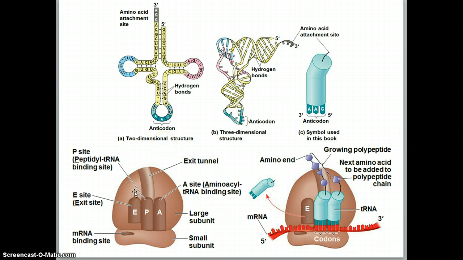Down here is the ribosome. You can see that the ribosome is made up of a couple of different sites. You have the E site, the P site, and the A site. The A site is where new tRNA will carry in the new amino acid. The P site is kind of where the reaction is going to happen to catalyze the attachment of the new amino acid. And the E site is the exit site. Okay, the mRNA is going to go right in between the small and the large subunit.